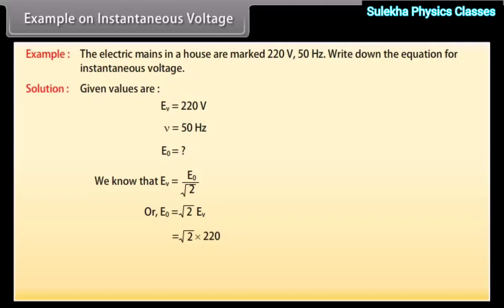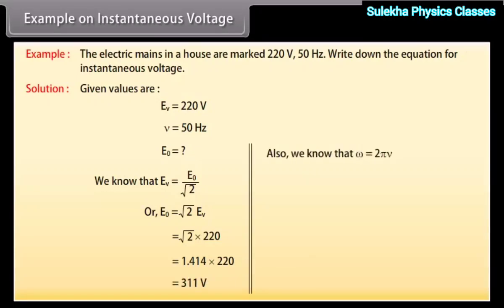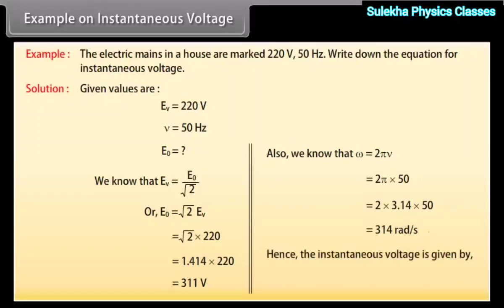On putting the values in the equation, we get E0 is equal to 311 volt. Also, we know that omega is equal to 2 pi nu. On putting the values in the equation, we get omega is equal to 314 radian per second. Hence, the instantaneous voltage is given by E is equal to 311 sine 314 t.